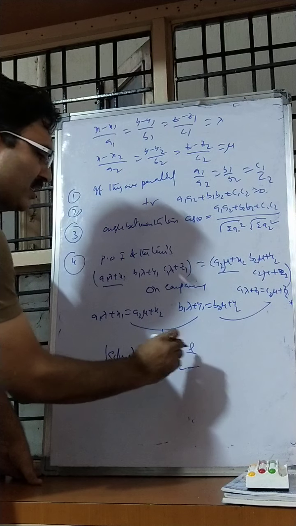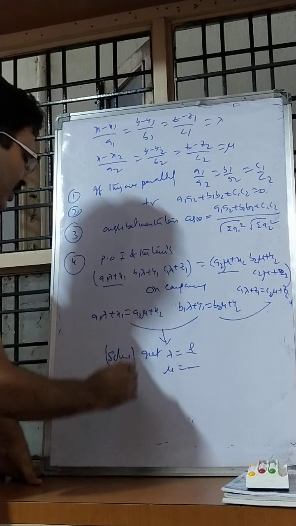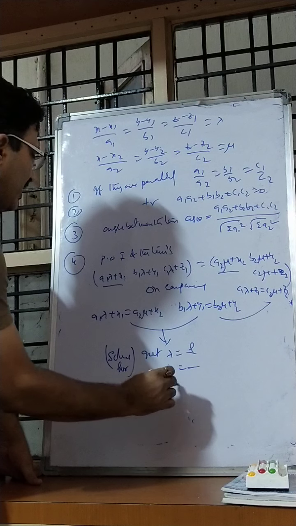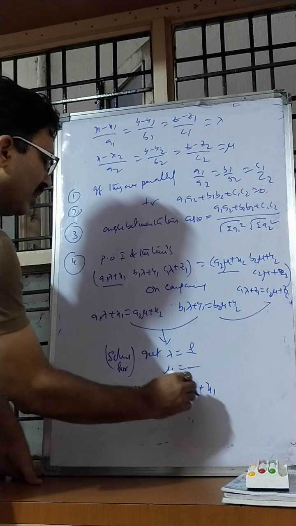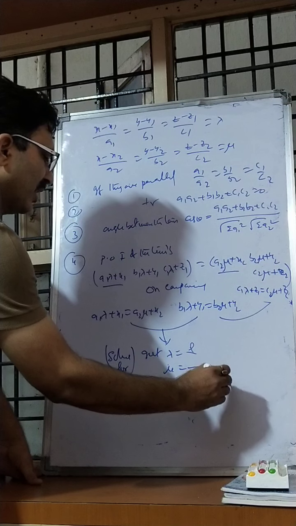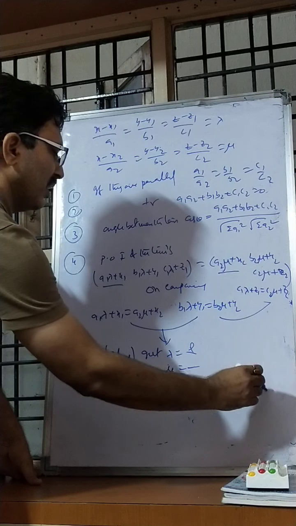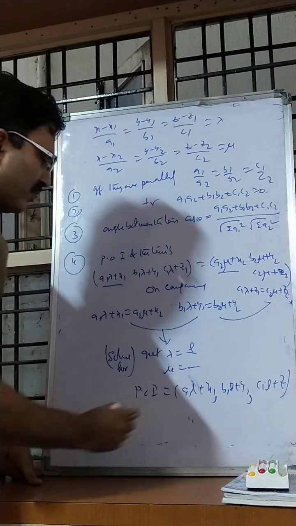Suppose you got lambda as L. You better substitute the lambda value here. The point of intersection at that time is a1 L plus x1, b1 L plus y1, c1 L plus z1. This is your point of intersection.